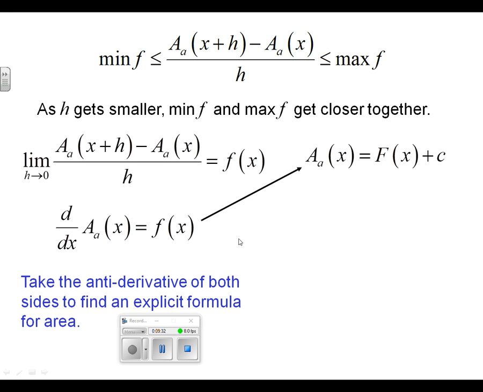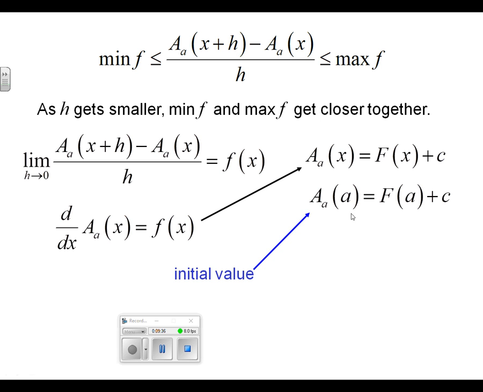So the plus c, we need to sort that out really quickly. So the initial value from a to a is equal to F of a plus c. Now the initial area, if you're going from that constant just to itself, there's not going to be any area. So that's why this is a 0. So if I do a quick subtraction, c, the constant, is the negative antiderivative of just a.